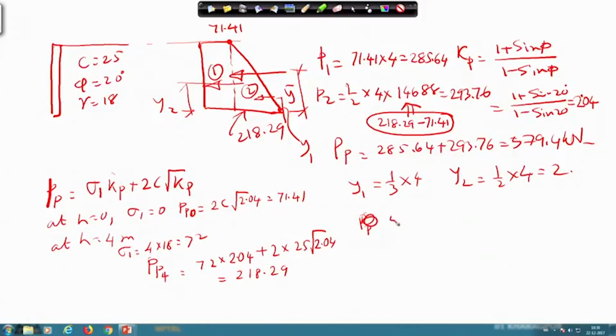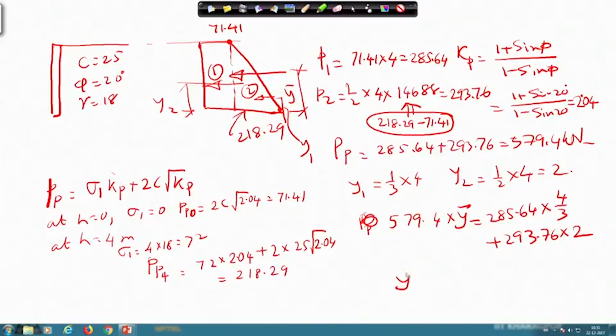So, P into y bar, or I can say directly, 579.4 multiplied by y bar equals 285.64 multiplied by 4 by 3 plus 293.76 multiplied by 2. If I simplify this, we will get y bar equal to 1.66.